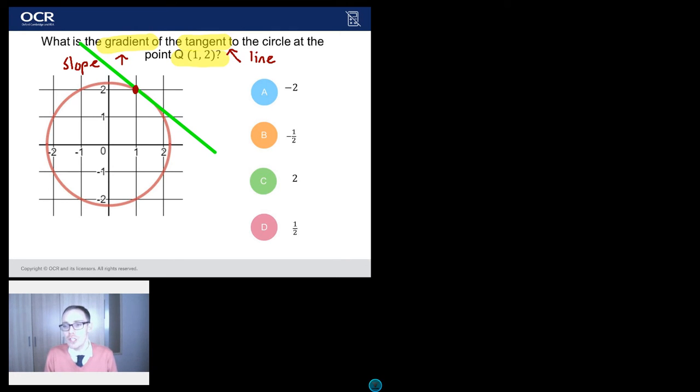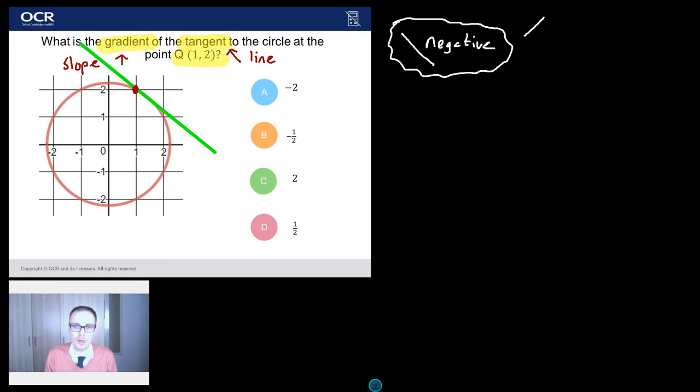So what is the gradient of that line? Now, before we do anything else, this is always my advice when you're dealing with gradients. Decide first whether your answer is going to be positive or negative and just make a note of it. Well, that green line there, it's sloping downwards from left to right. So that's going to tell me that my answer has to be negative. And I'm just going to put that in a little bubble so I don't forget that. If it was sloping upwards, it would be positive. Okay? Next thing, how do I work out the gradient of that line?